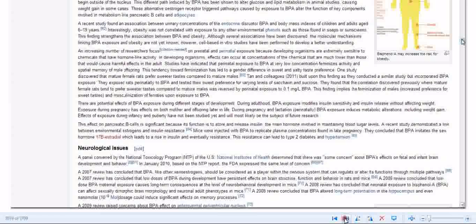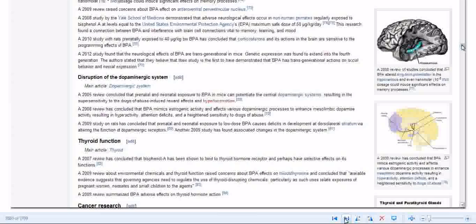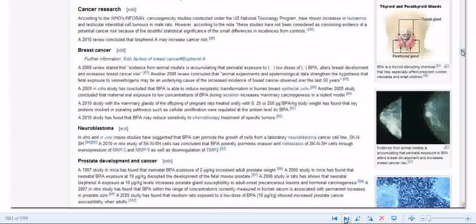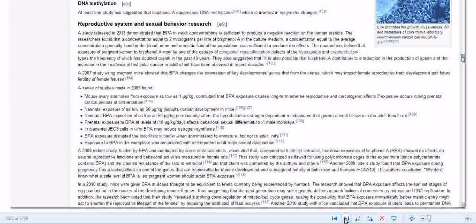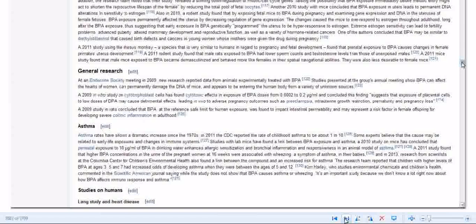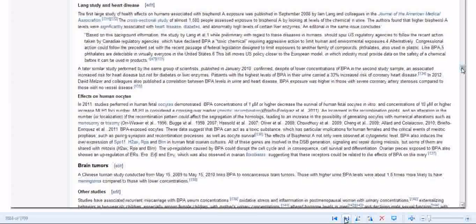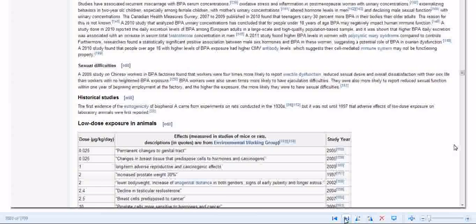And this just blows me away. This makes me sick. Neurological issues. Disruption of the dopaminergic system. Thyroid function. Cancer research. Breast cancer, neuroblastoma, prostate development, and cancer. I mean, come on. Guys, we've been really screwed over big time by these evil, wicked people in the industrial thing. I mean, this is messed up.